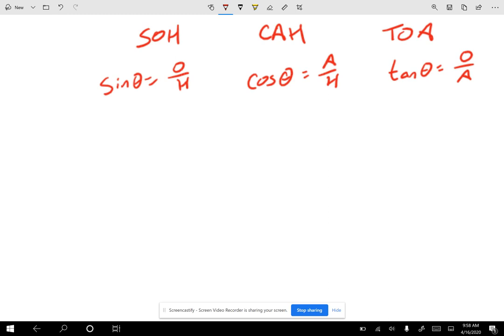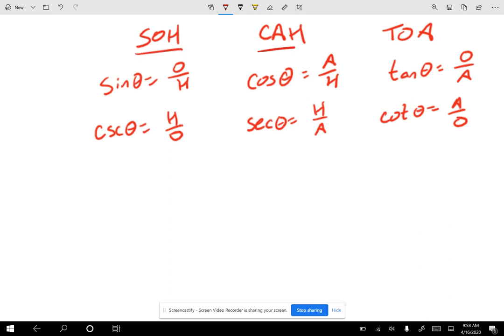But then this week, I also introduced cosecant of theta is hypotenuse over opposite, secant of theta is hypotenuse over adjacent, and cotangent of theta is adjacent over opposite. Make sure you understand this table. If you need to copy it down, write it down, however you need to do it. I want you to emphasize that SOHCAHTOA gives you your sine, cosine, and tangent.